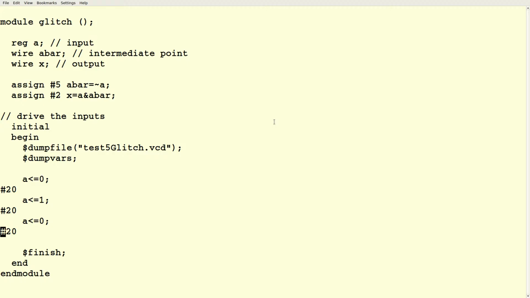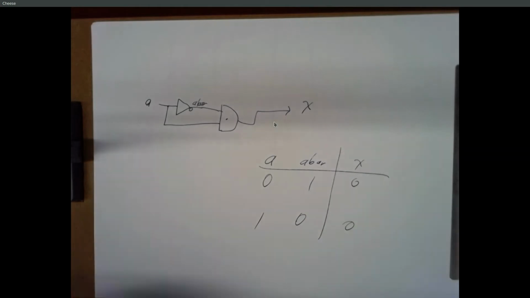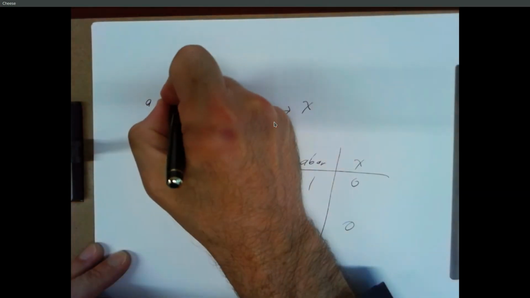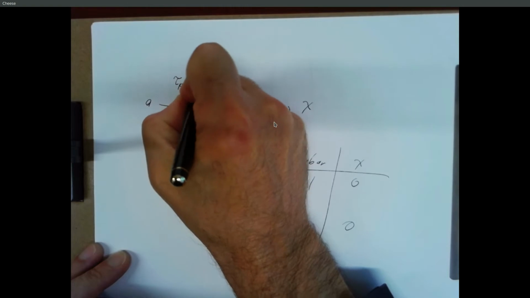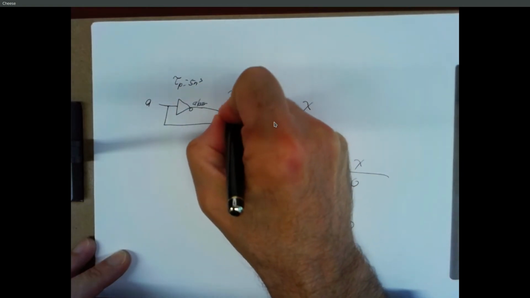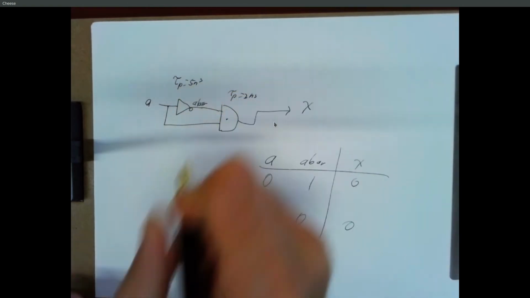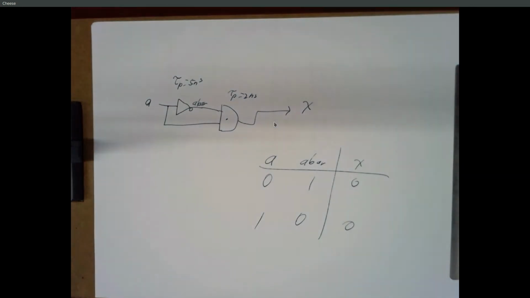Okay, so one thing you can do in Verilog is you can put inside the assign statement a time delay. So I'm saying assign after 5 nanoseconds A bar equal to not A. And assign after 2 nanoseconds X equals A and A bar. So this has a propagation delay of 5 nanoseconds. This has a propagation delay of 2 nanoseconds. So tau sub p is just propagation delay.